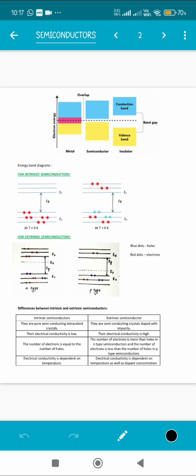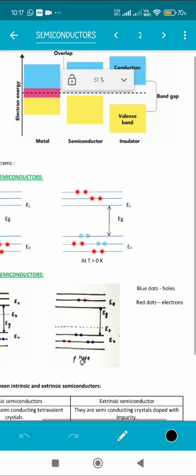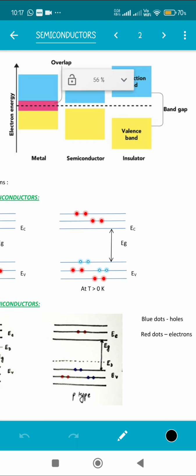Now if you see the diagram which I was talking about, in case of metals, see, there is overlap between the conduction band and the valence band over here.